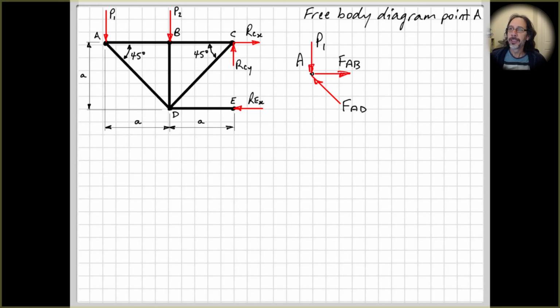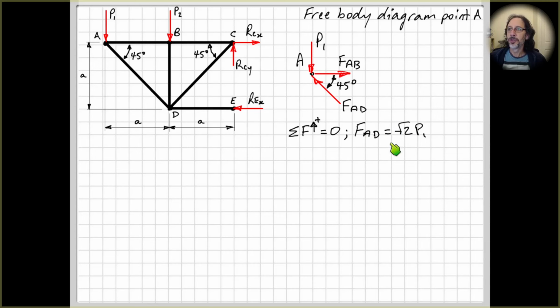Now that we've done that, let's label our unknown forces. So I'm just going to call them FAB, so force from A to B, or force for member AB, and FAD for member AD. And now we have a pretty simple particle equilibrium problem. Sum of the forces in the vertical direction equals 0. So we need to do this equation first so we can find out FAD, and then when we look at horizontal forces, right, we'll have a known value to put into the equation.